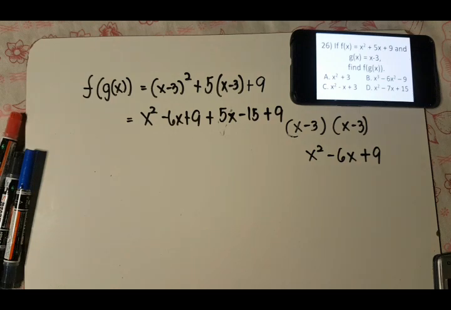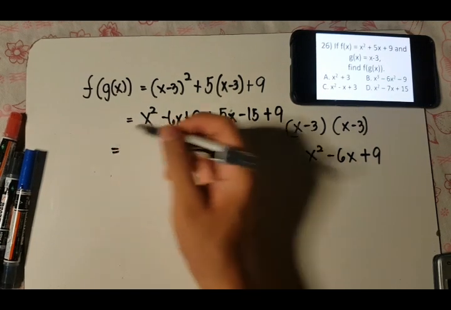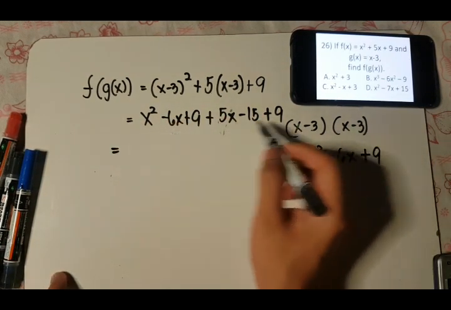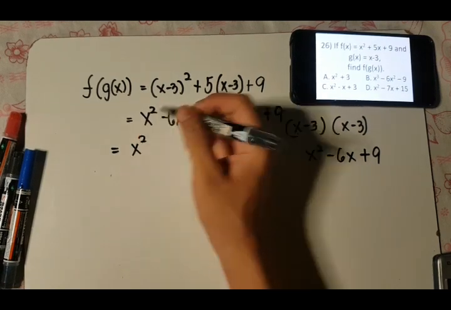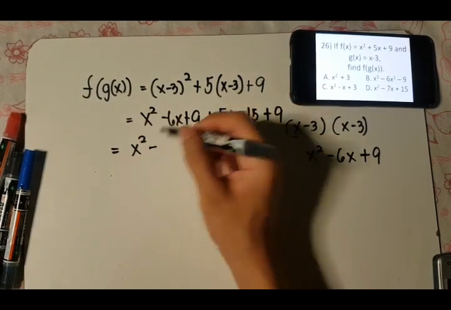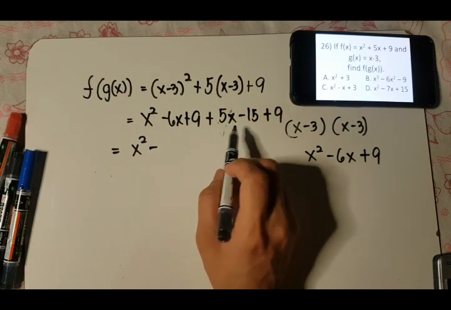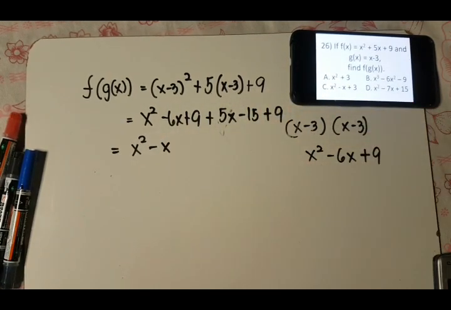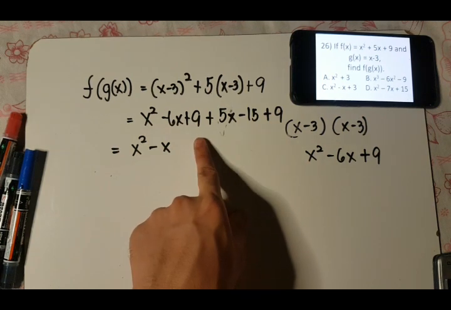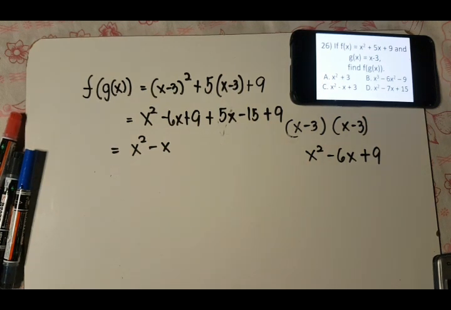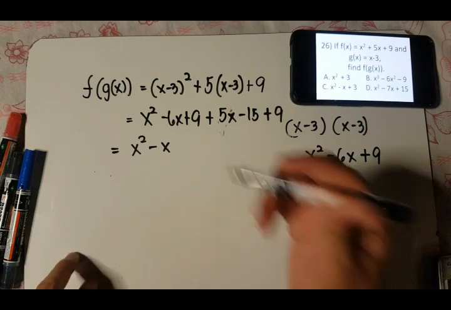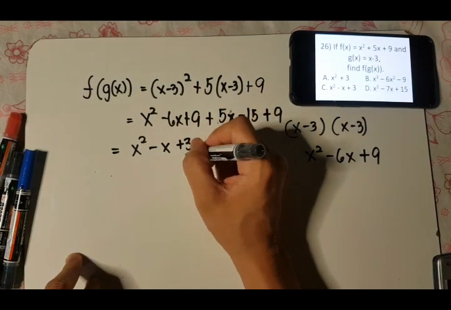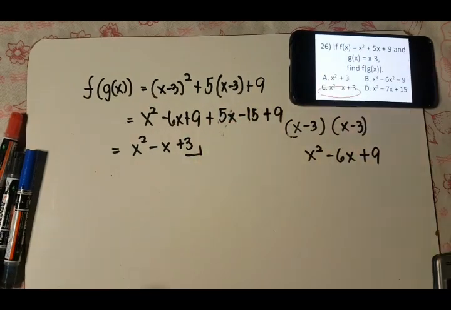Then, combine like terms. So, sa x squared po ba may kapares siyang terms dito? So, wala. So, x squared minus, so, negative 6x plus 5x, that is negative x. 9 minus 15 plus 9, that is 3. So, the answer here is x squared minus x plus 3, which is letter C.